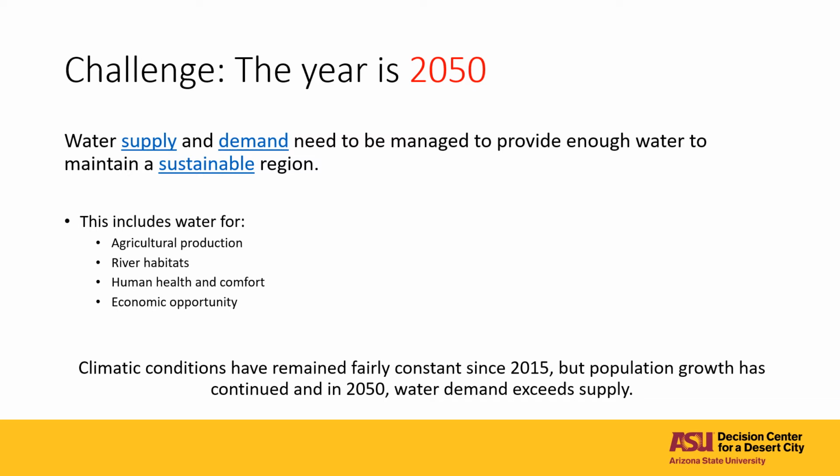For our first challenge scenario, climatic conditions have remained fairly constant since 2015, but population growth has continued. And in 2050, water demand exceeds supply. If more water is used than is present in existing ground and surface water reserves, then the system is unsustainable. All of the outputs, such as agriculture, river habitats, human use, and economic use, take out more than inputs can provide.